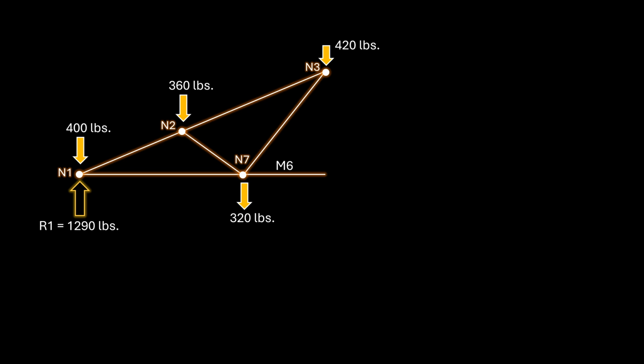Another member whose force we can easily determine without relying on any knowledge of other member forces is the force at member 6. We will use the method of sections to determine this force. This member is already oriented in the horizontal direction, which means that we do not need to decompose it. This will make our work very easy.